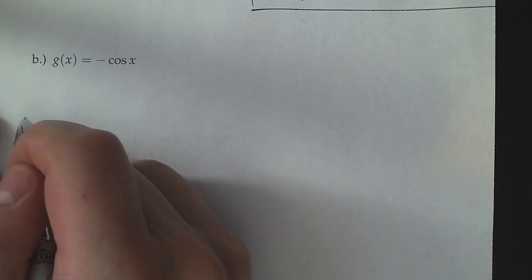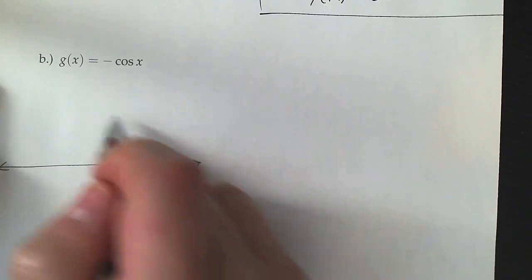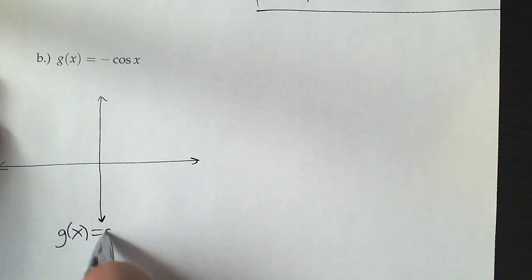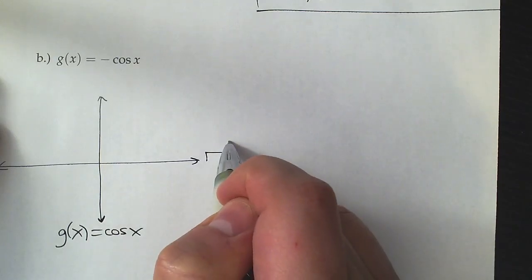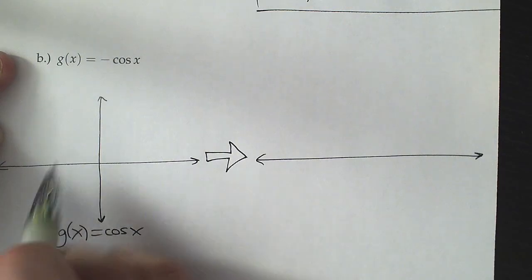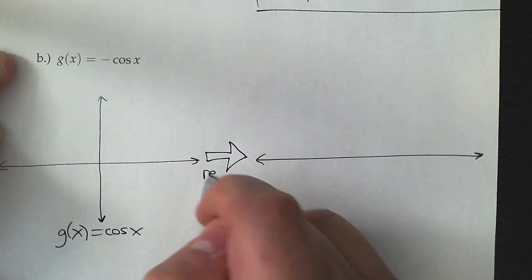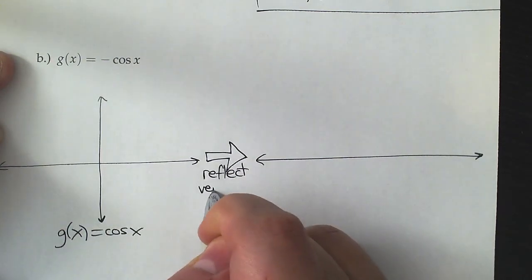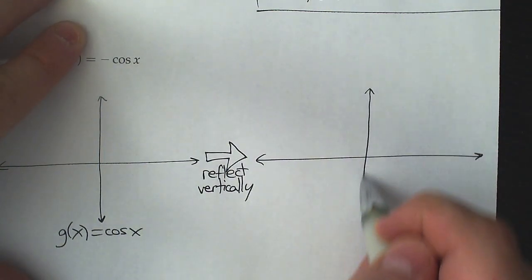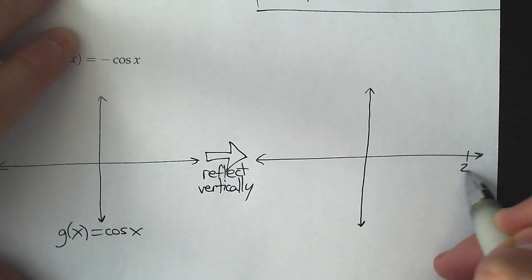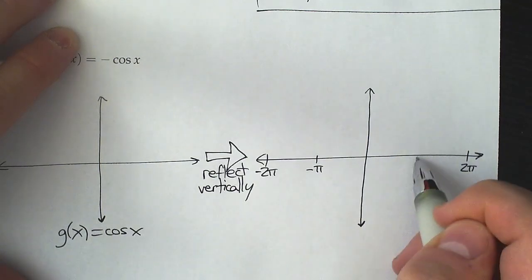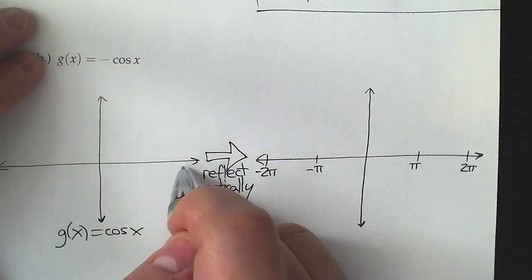All right, so for this, I think I'll start with a picture of cosine x. This one's called G. And then we're applying a graph transformation to it. The negative means we're going to reflect vertically. Again, that's talked about in that appendix in the back of the workbook. So this is a good spot to do a little practice picture of cosine.